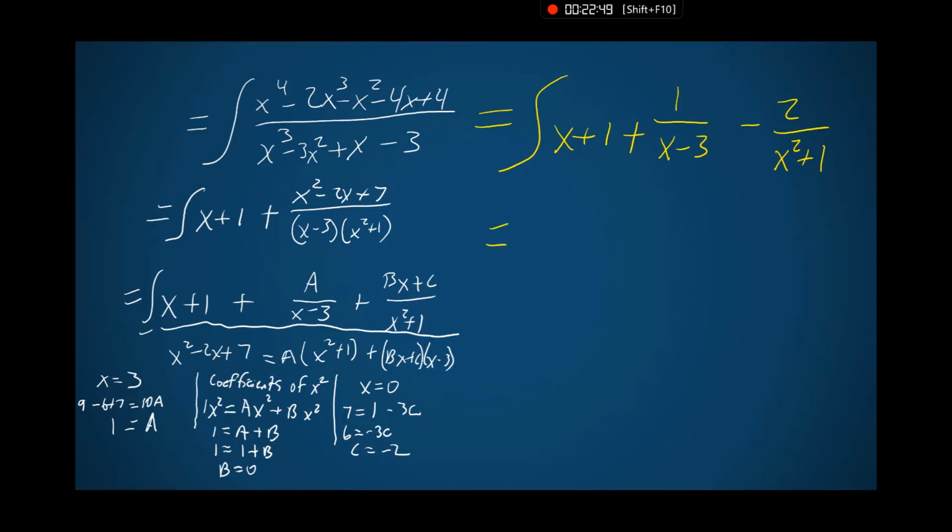So once again, if I integrate x plus 1, what do I get? x squared over 2 plus x, plus ln of x minus 3, minus 2 times... that's not a natural log, actually, because you don't have the right power on the bottom. You cannot directly integrate it as a natural log. Is it sine? Nope. Arcsine? So this one's actually arctangent.